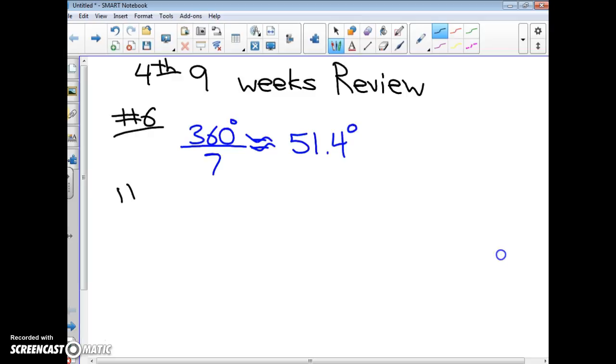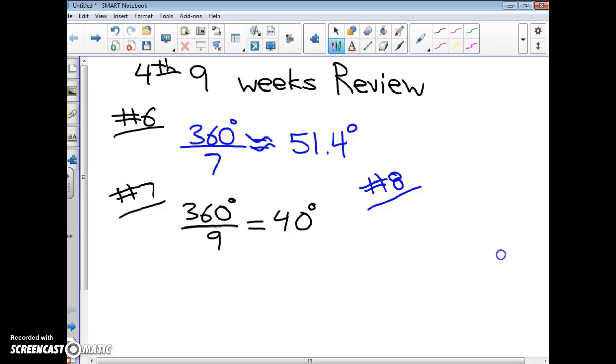Number 7. I'm going to approach it the same exact way. I'm going to do 360 degrees, divide that by 9, and I get that my answer is 40 degrees. Number 8, approaching that the same way. I have 5 sides, therefore I have 5 exterior angles. 360 degrees divided by 5, you get that your answer is 72 degrees.